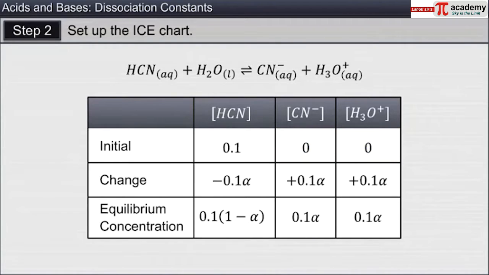The change in concentration on proceeding to equilibrium in terms of alpha is minus 0.1 alpha for hydrocyanic acid and plus 0.1 alpha and 0.1 alpha each for CN minus and H3O plus ions. The equilibrium concentration of hydrocyanic acid is 0.1 multiplied by 1 minus alpha and 0.1 alpha each for cyanide and hydronium ions.